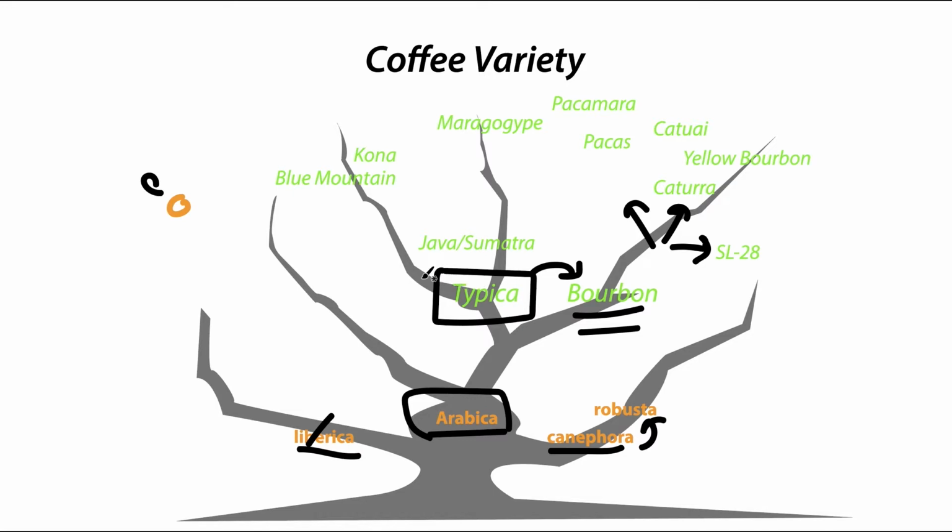And then from here, once again, you had some changes. If you look closely at Typica, you can see that we have Blue Mountain. Blue Mountain is a very famous coffee from Jamaica. It used to be a huge brand in Japan and it actually still is. And Kona is the Hawaiian Kona coffee. So these all derive from the Typica variety. And then you also have Java Sumatra.